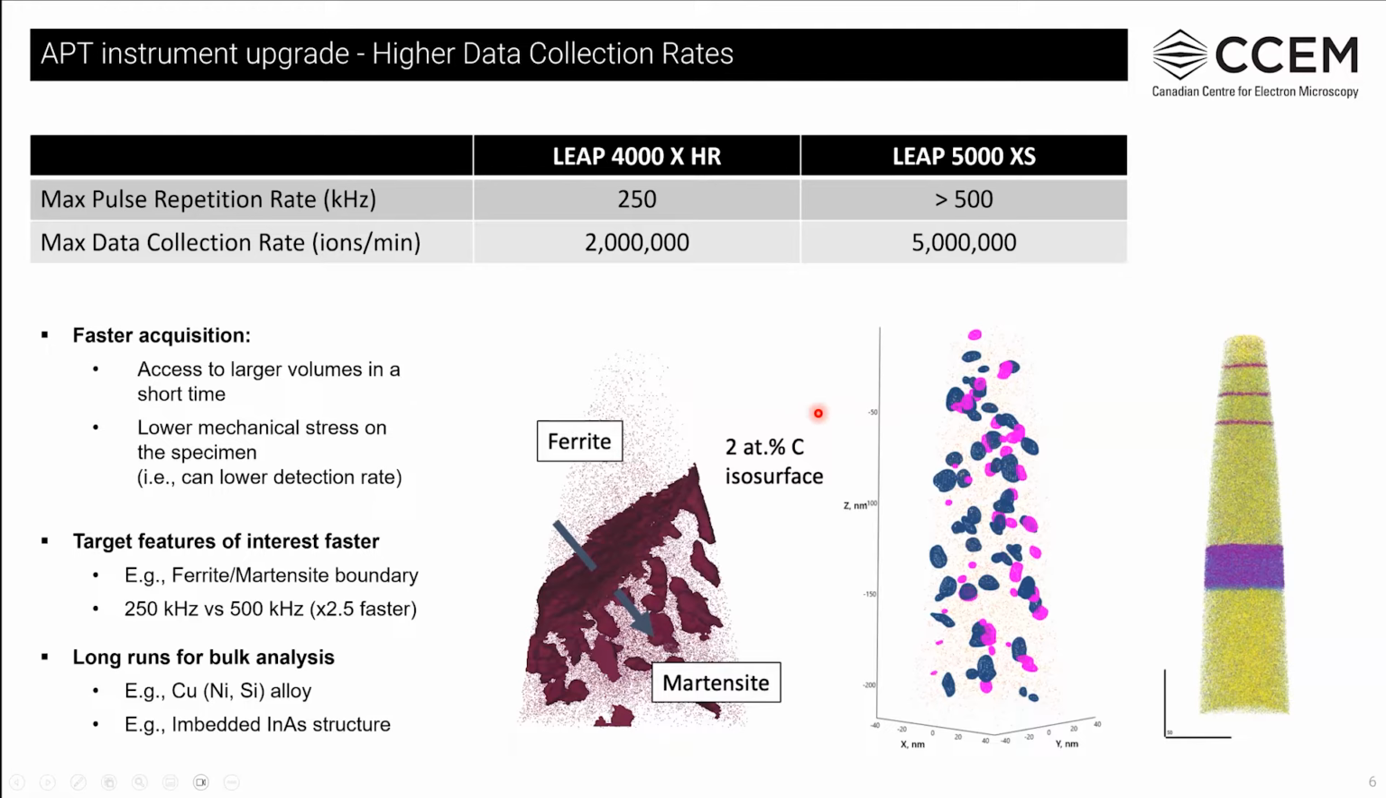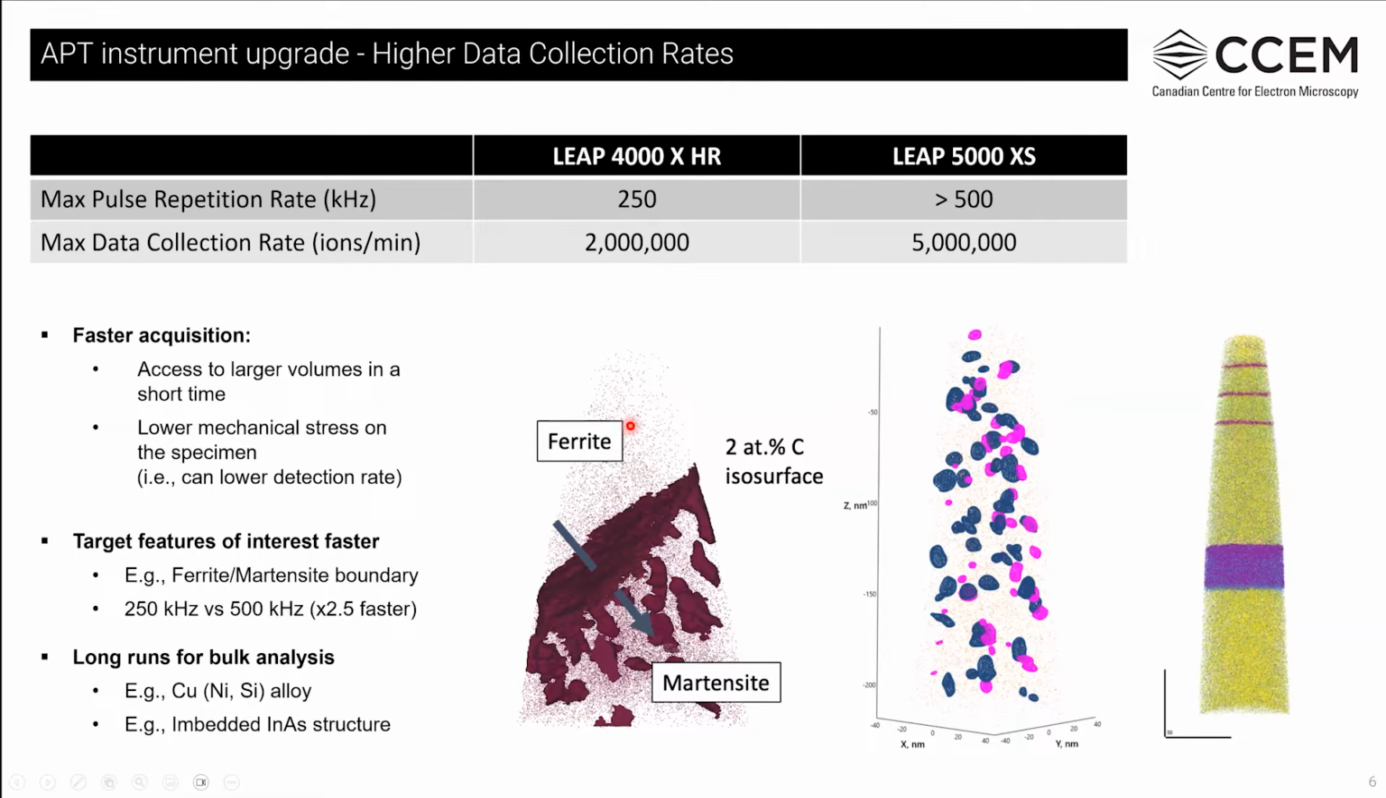An example of this is the buried ferrite martensite grain boundary, which we analyzed on the LEAP 5000. Similarly, we can achieve longer runs within a reasonable time frame for when we want to capture as much of the bulk volume as possible. And this is the case when we want to capture as many precipitates as possible, or if we are analyzing multi-layer specimens where we have several layers that are of interest to us that we would like to capture, but they are spaced apart in Z.